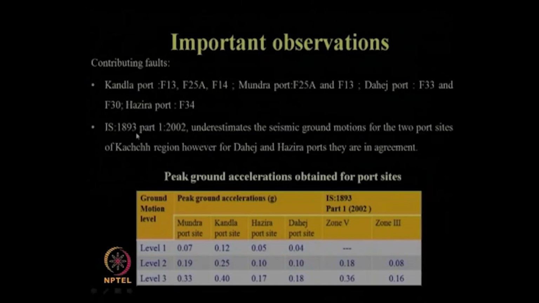As per IS code 1893 part 1, 2002 version, it underestimates the seismic ground motion for the 2 port sites. Why does it underestimate? Let us look at this comparison table. Ground motion level 1, 2, 3. Level 1 means a return period of 72 years, level 2 means a return period of 475 years, and level 3 means a return period of 2475 years. We know which level needs to be used for which type of structure.